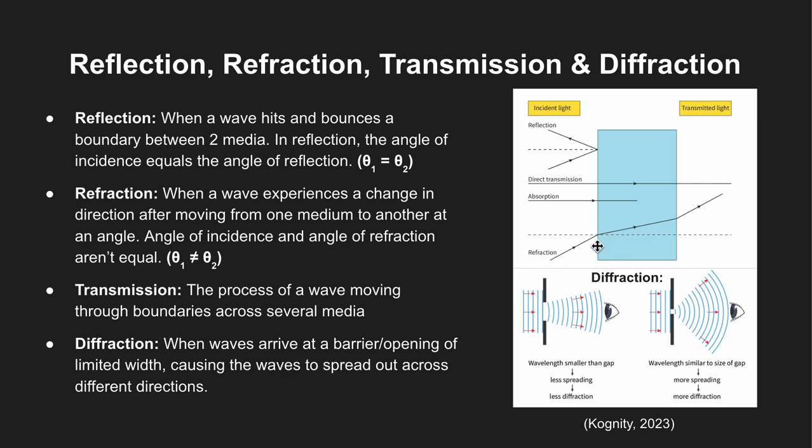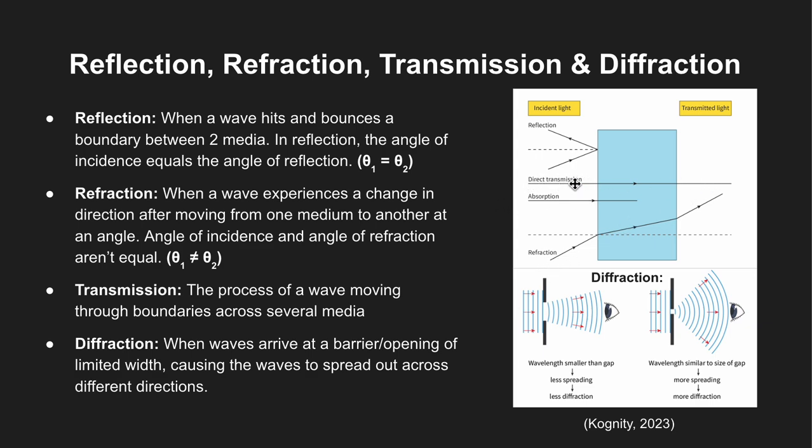You should know that the more dense the medium is, the lower the angle is going to be. The angle of refraction is going to be here, and then as you can see, it passes through again. Transmission in general is just the process of a wave moving through boundaries across several media. So you can see this is an example of transmission through refraction, whereas this is direct transmission.